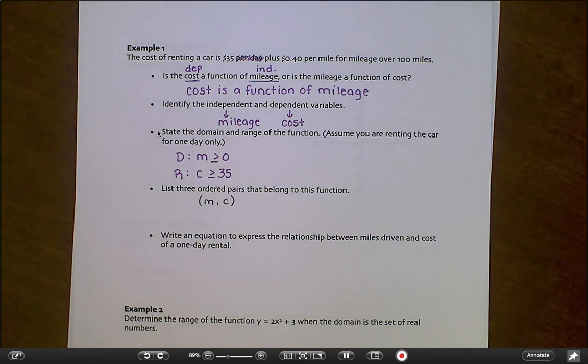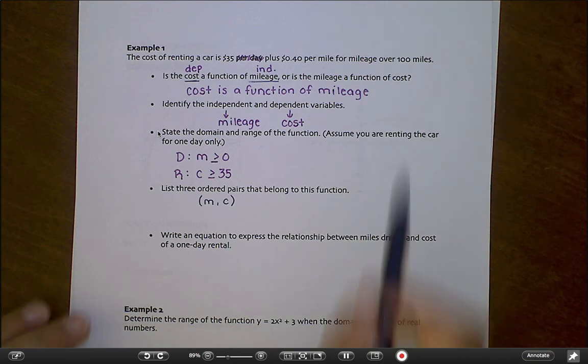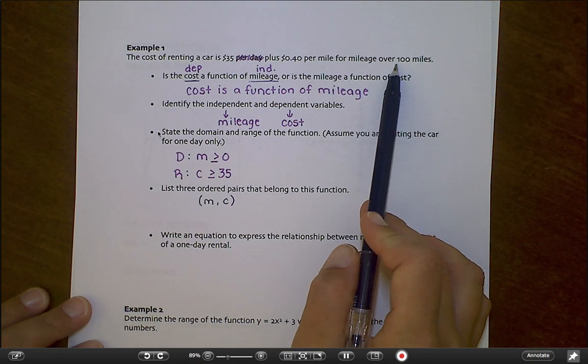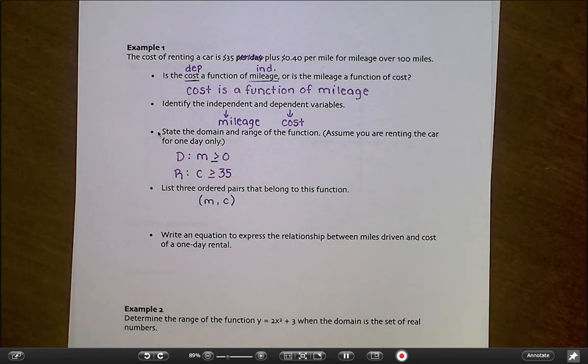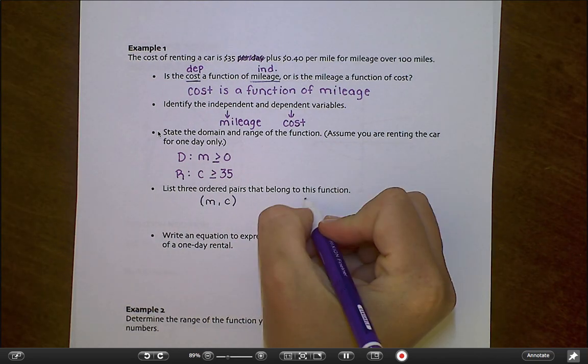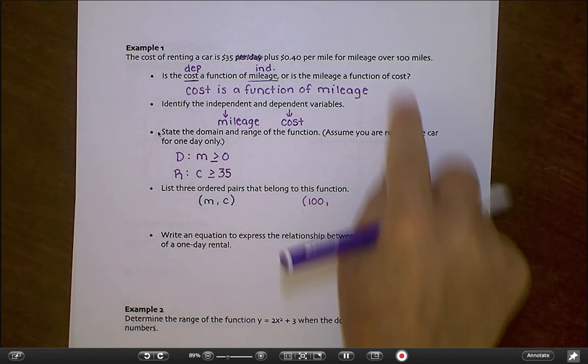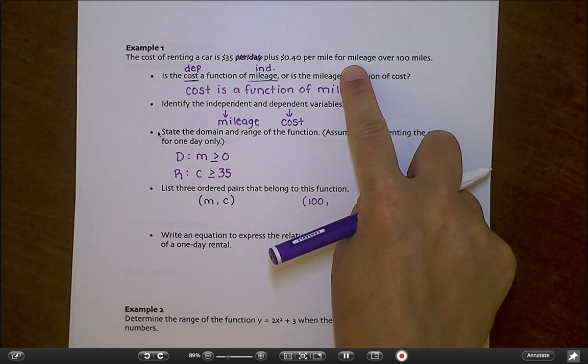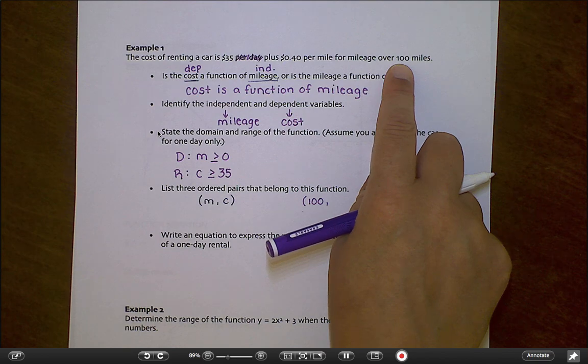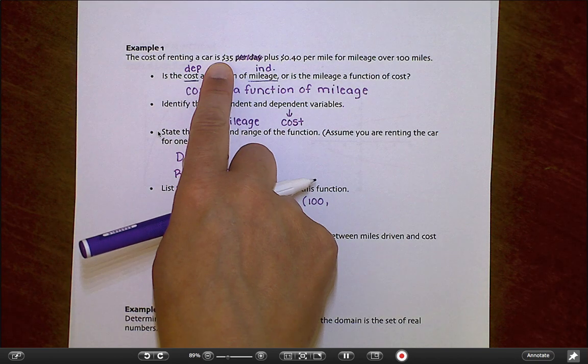So if we were in class right now, I would just be asking you to kind of shout out some mileages here. But let's go for that 100 miles. Let's say we're going to go exactly 100 miles. So one of my pairs would be 100 miles. Okay. And this says I only have to pay the 40 cents a mile if I go over 100, right? So technically, if I drove exactly 100 miles, I would only be on the hook for that $35.